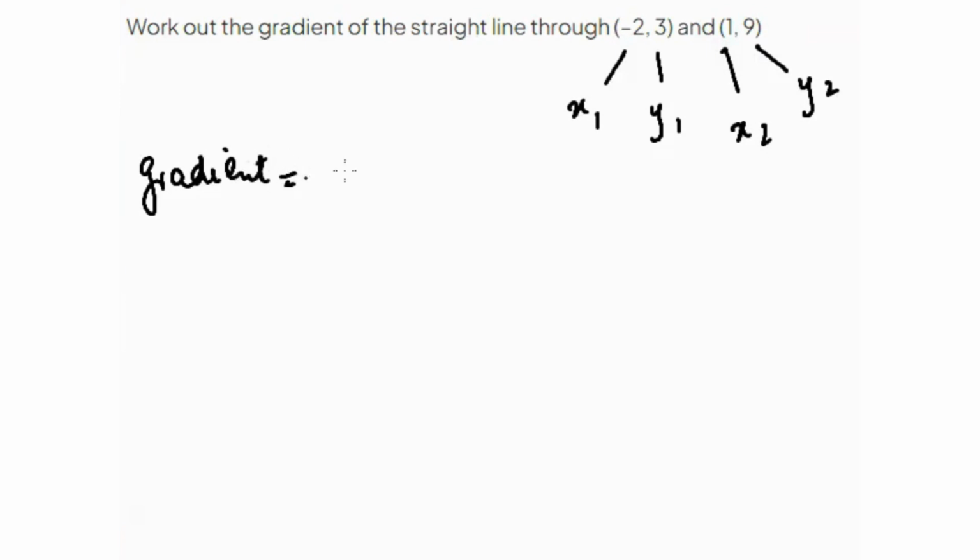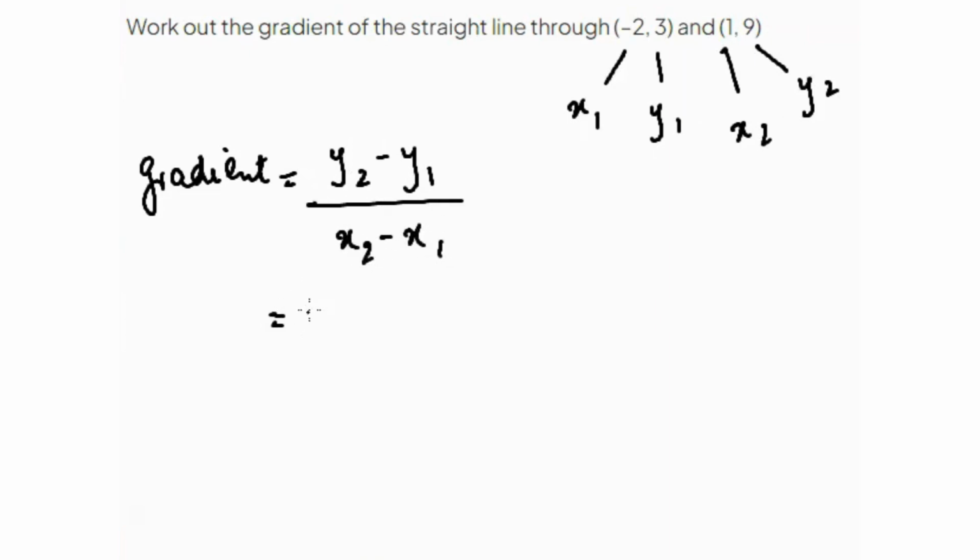Work out the gradient of the straight line through -2, 3 and 1, 9. So once again, -2 is going to be our x1, 3 is going to be y1, 1 is going to be x2, and 9 is going to be y2. Formula for the gradient is y2 minus y1 over x2 minus x1.